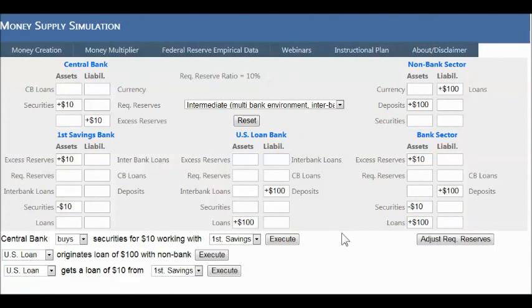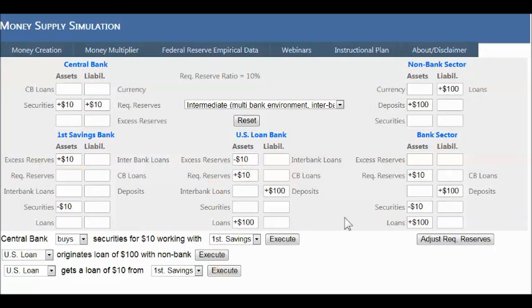The intermediate simulation can be used to explain the federal funds market to students, since it considers a multi-bank environment. We can see here already that the First Savings Bank has sold securities to the central bank in order to get excess reserves, and that the US Loan Bank originated a loan and has the deposits in its balance sheet. When we adjust the reserves, we can see that US Loan has to hold required reserves, but because they didn't have any reserves before, they are $10 short. At the same time, First Savings has a surplus of $10.